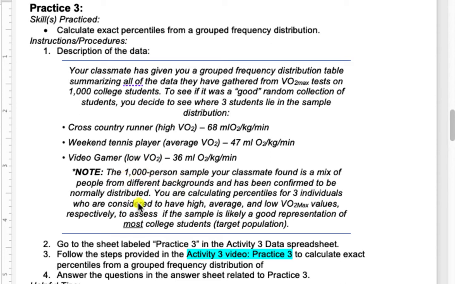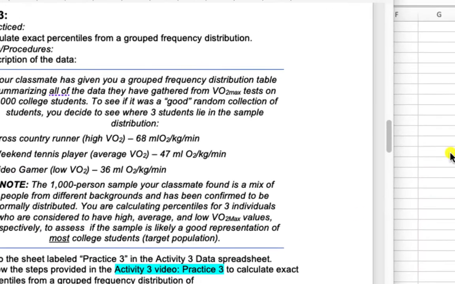That's what I'm noting down here. Your goal is to see whether the percentiles that you calculate for each of these 3 people match up where you would expect them to show up if you had a distribution that was representative of your population. We're going to use our practice 3 spreadsheet for this one to calculate the exact percentiles of these 3 individuals from a grouped frequency distribution.